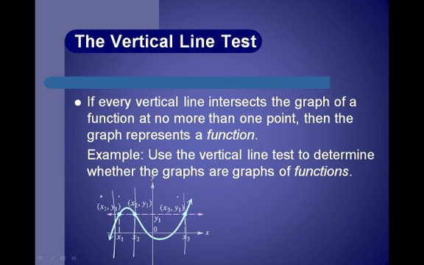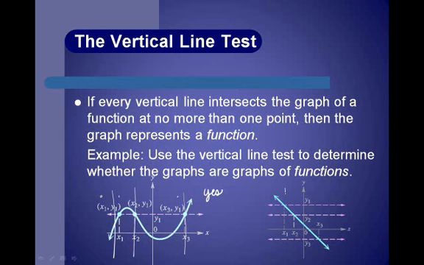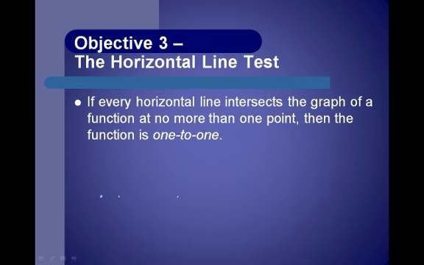If you can do this and hit the graph at no more than one point, then the graph represents a function. Look at graph number 2. Same thing. We could run a vertical line across the graph from left to right. We are only going to touch the function in one place. Therefore, yes, this is a function.